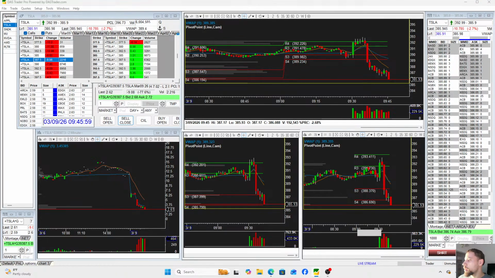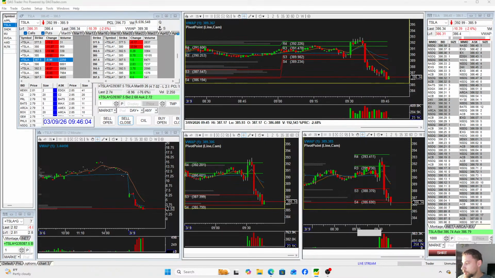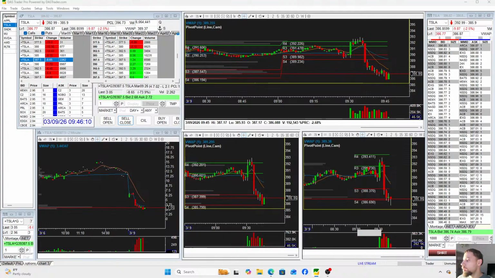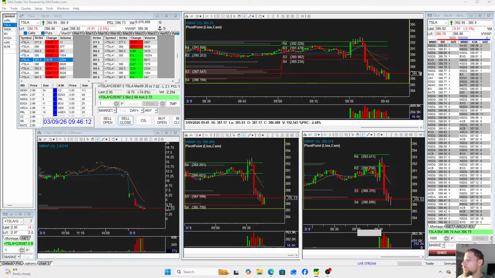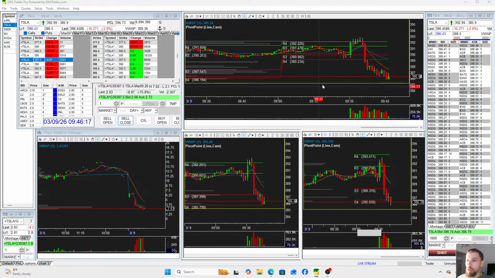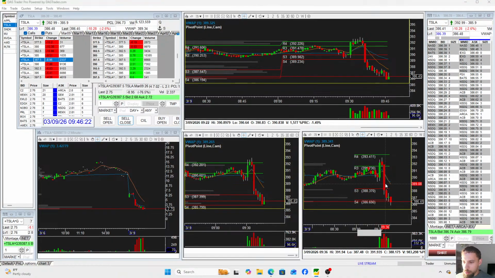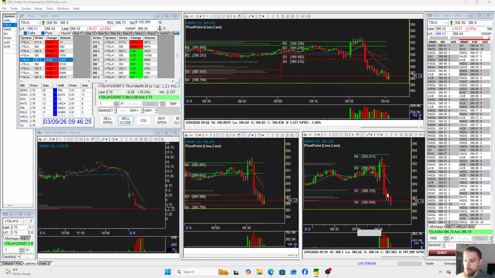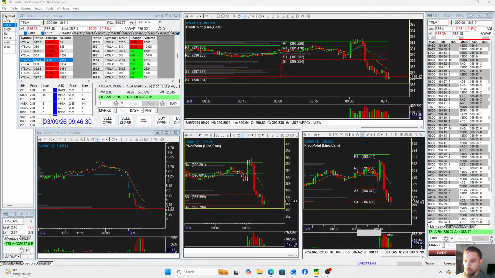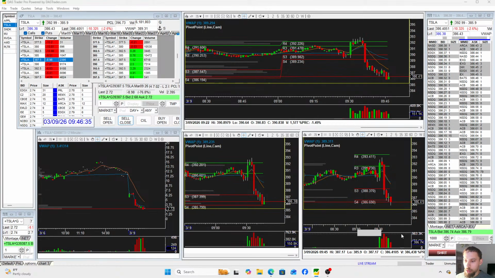Why does it do that? Okay, here we go. Let's see. We can see, guys, this is a 3-minute chart as we are moving down. Volume is slowly dying off. So it shows that the bears are starting to exhaust themselves to the downside.